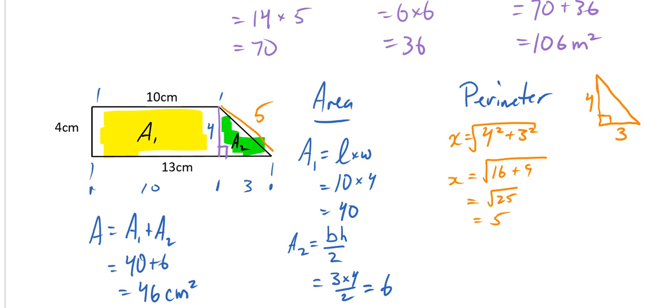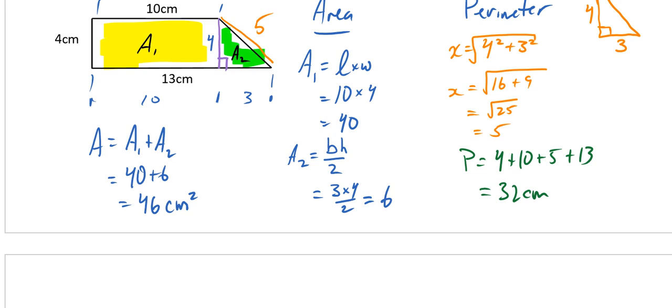And now I can easily find the perimeter. 4 things. 4 plus 10 plus 5 plus 13. Whoops. 32 centimeters. Fantastic. Any questions about that? Okay, I'm going to stop there.